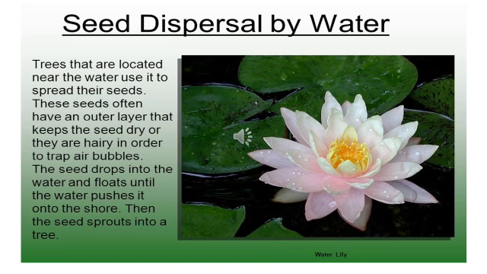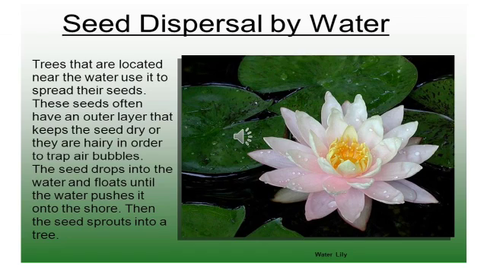Now the next method of seed dispersal is by water. So now we will read about the characteristics of the plants or the seeds which can be dispersed by the water. Trees that are located near the water use it to spread their seeds.